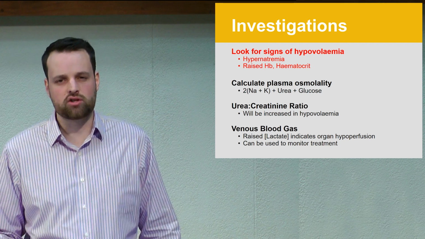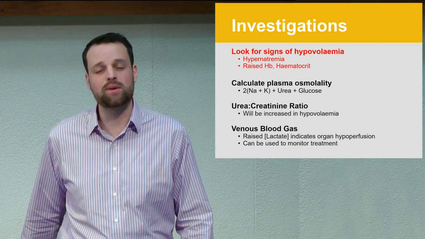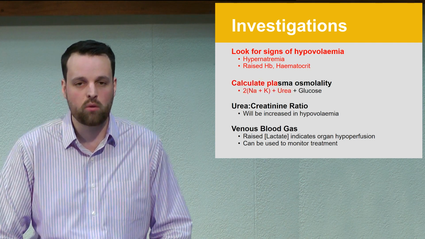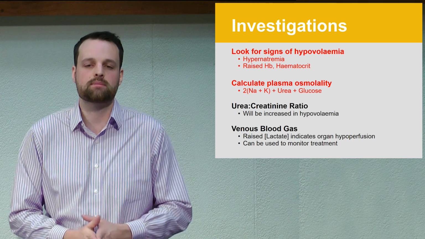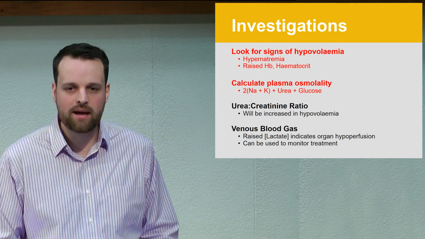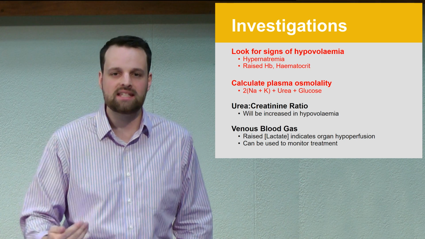In a dehydrated patient, the solute concentration will go up, leading to an increase in the plasma osmolality. So you could calculate the plasma osmolality if you wanted: 2 times sodium plus potassium, plus urea, plus glucose. If that patient has a high plasma osmolality, they need more water.